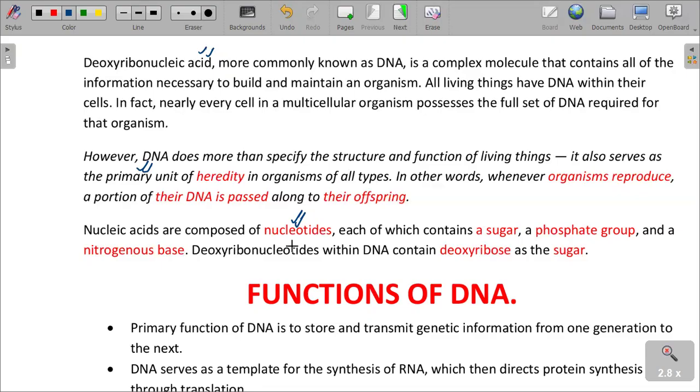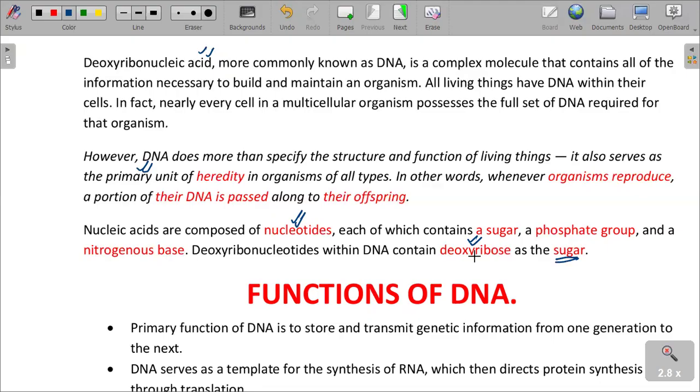So nucleotides, they also contain what? They contain deoxyribose as sugar. So the DNA has got a sugar which is known as what? As deoxyribose. Deoxyribose is the sugar that is found in DNA.